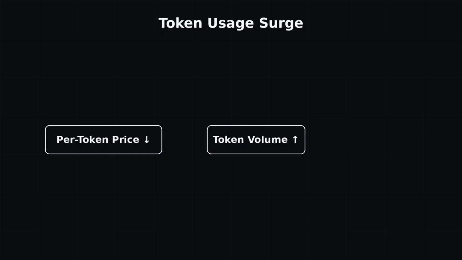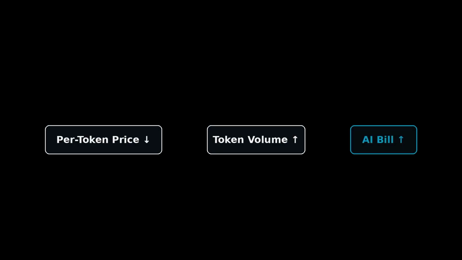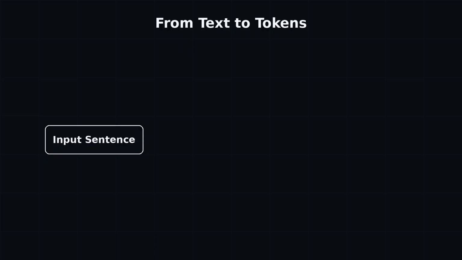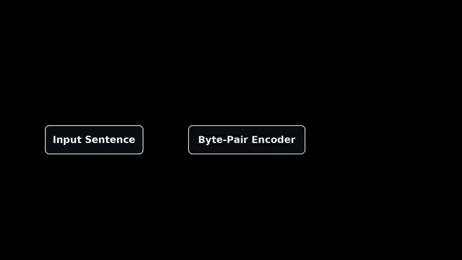But the number of tokens you're consuming in each interaction has exploded. And that's the other half of our calculator. The discrepancy is driving up bills even as per token costs fall. To see why, we need to examine what counts as a token and how usage has ballooned. To understand the explosion, we need to zoom in on what a token actually is.